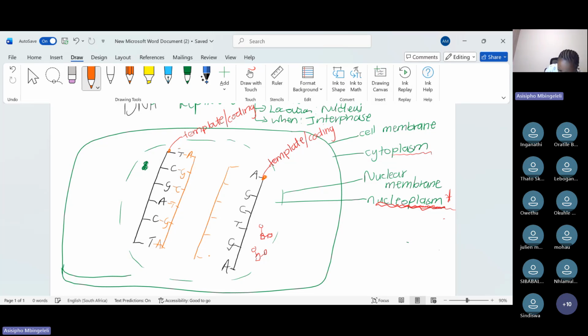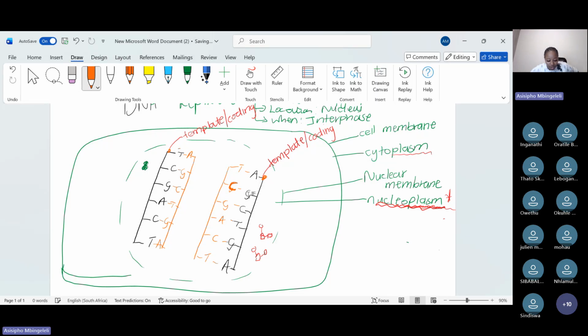We then get a T, a free thymine base in a DNA nucleotide is going to pair itself there, and then a C, and then it is a C here, and then a G, and then an A, and then a C, and then a T.